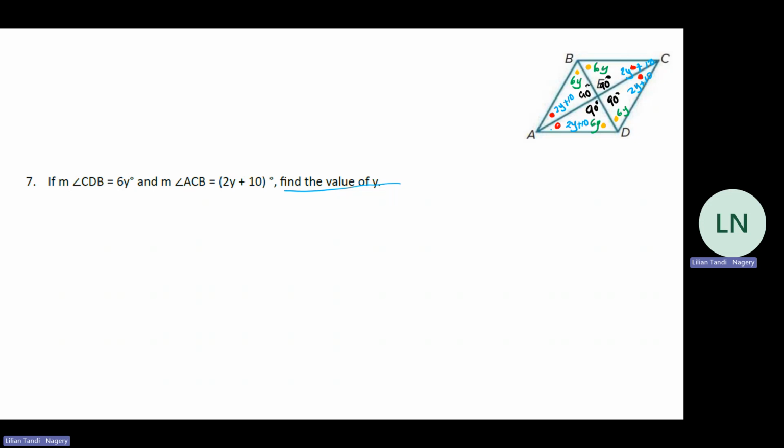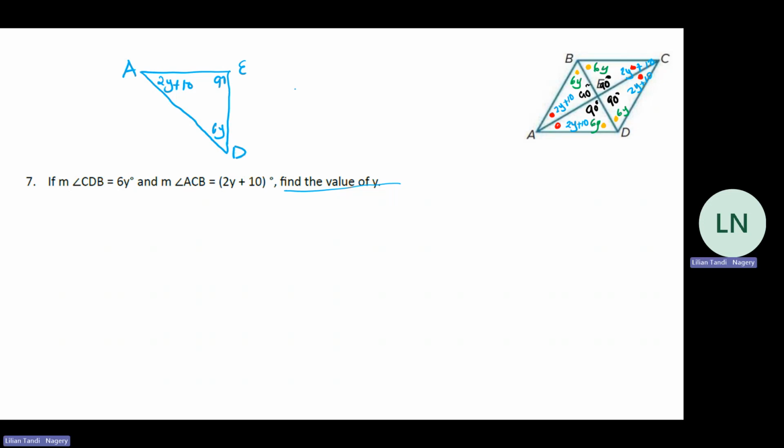So I can use one of these triangles. I don't have to, okay? So we are going to use triangle AED. So you're going to draw the triangle that you're using. Okay, this is 90. This is 6y. And this is 2y plus 10. And you're using triangle AED.